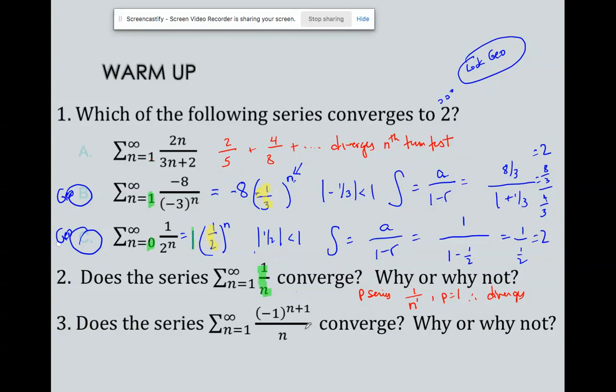But what about this one? Negative 1 to the n plus 1. This is just your alternator.